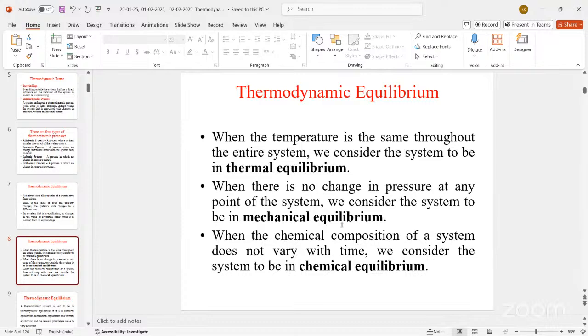So what is mechanical equilibrium? When there is no change in pressure at any point of the system, we consider that it is in mechanical equilibrium. What is chemical equilibrium? When the chemical composition of a system does not vary with time, we consider that to be chemical equilibrium.